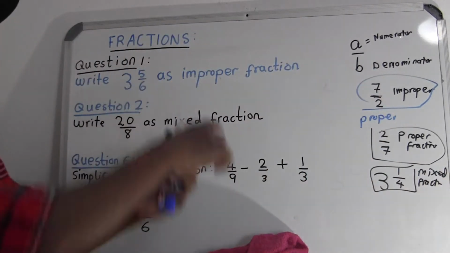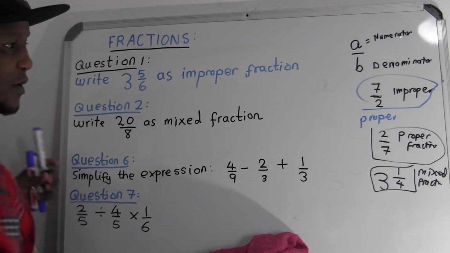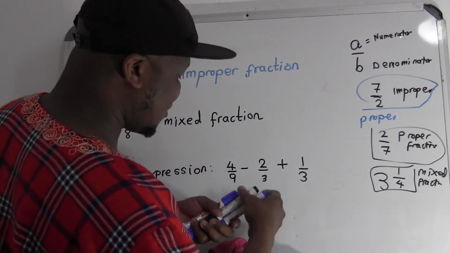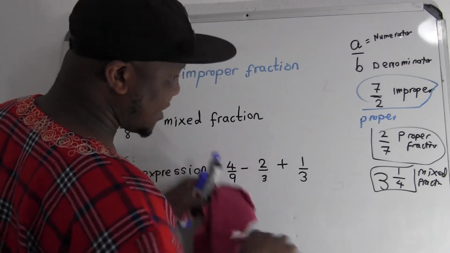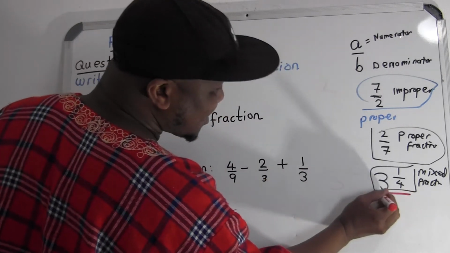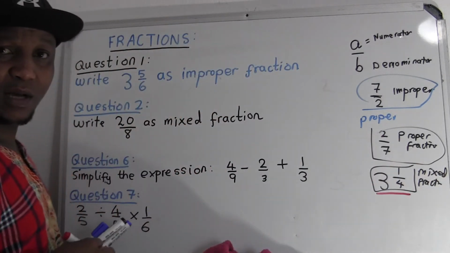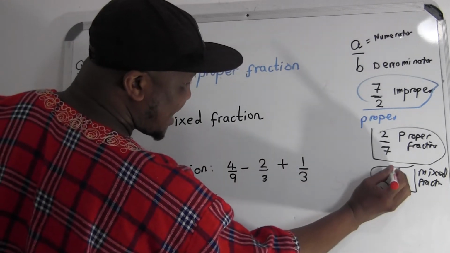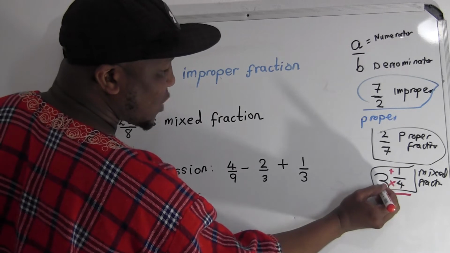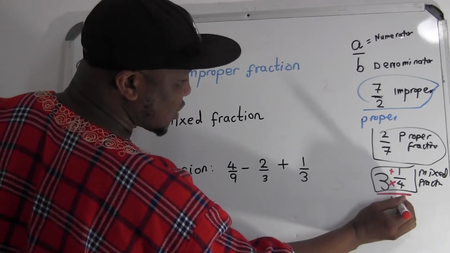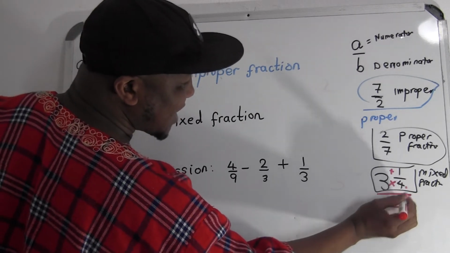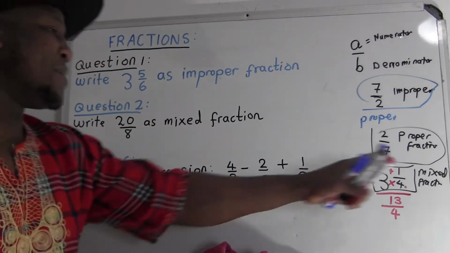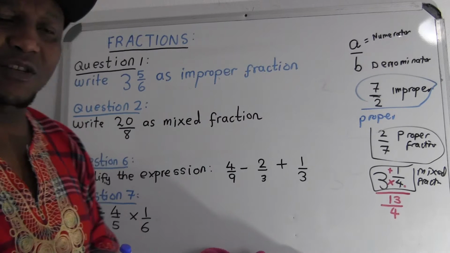Now there's a way you can change either way. Let me show you an example. Somebody gives you this mixed fraction and says change this mixed to improper. To change to improper, here you multiply, here you add. So 4 times 3 equals 12, 12 plus 1 equals 13, over the number at the bottom. So we have changed from mixed to improper fraction.